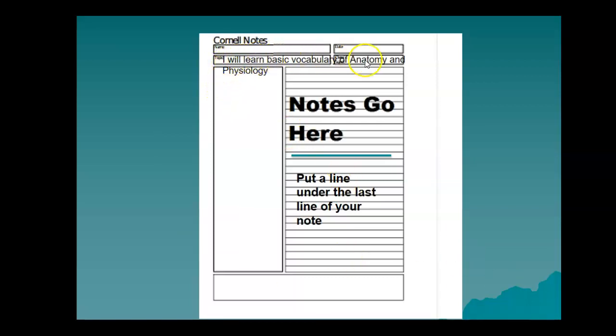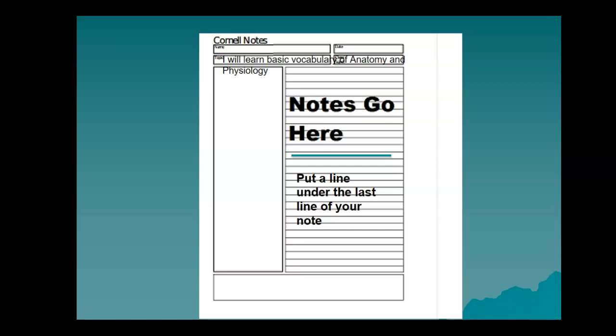and it's, I will learn the basic vocabulary of anatomy and physiology. And this is one way of doing Cornell notes or Avid notes. There are little variances. Again, if you struggle with where things are, please let me know. And at the very end, I will give you the Zoom link, or you can actually go onto the syllabus and put on the Zoom link.